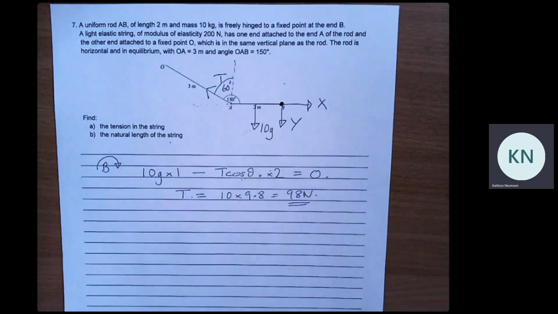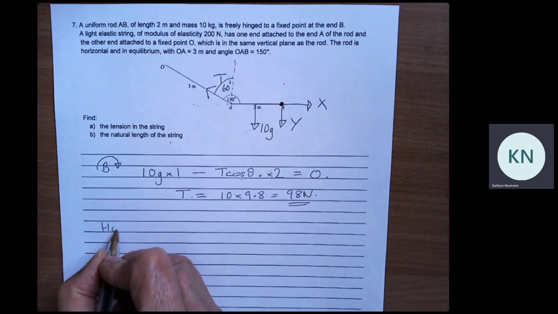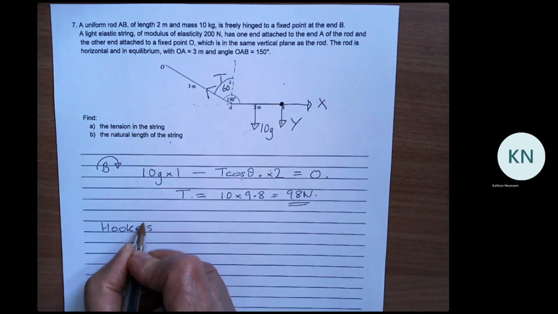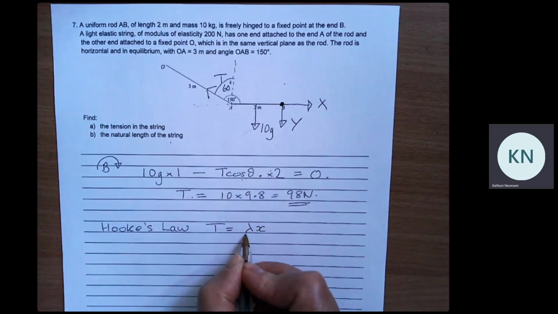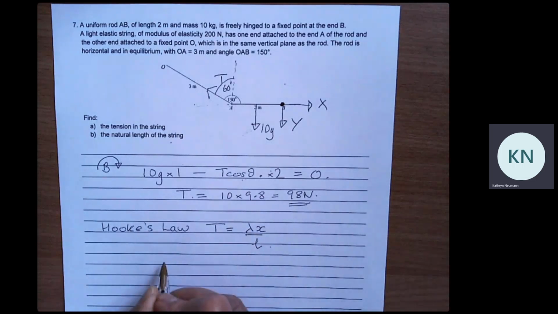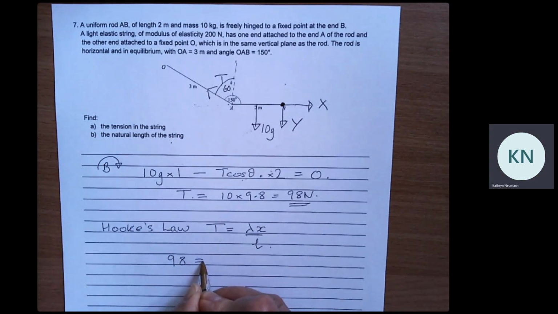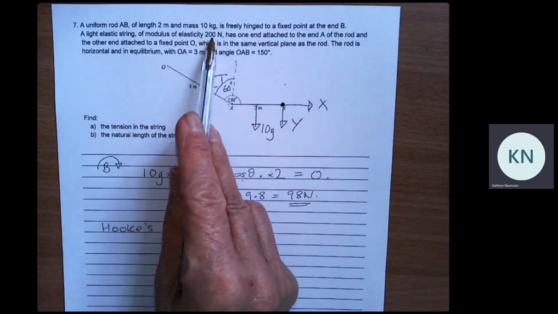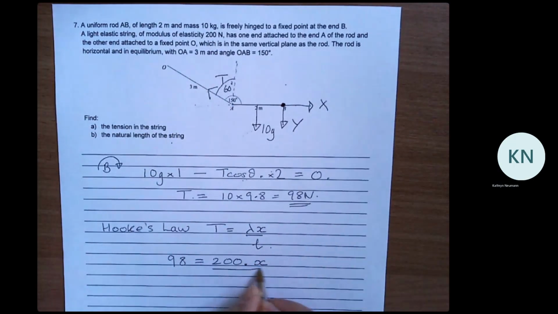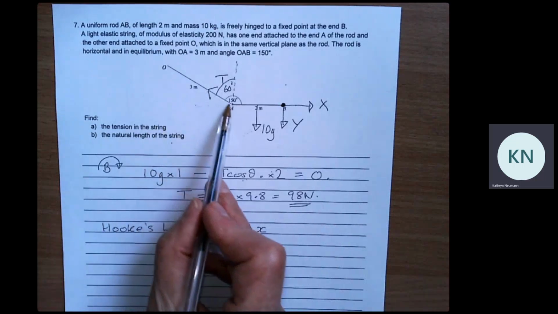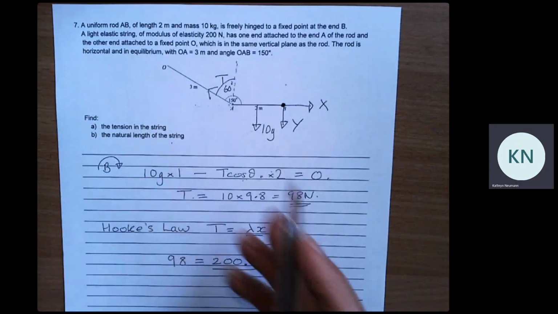So now we know the tension of the string. So now we can use Hooke's law. Hooke's law is that the tension is equal to lambda x over L, and we fill in the values we know. So we've got 98 for the tension. Lambda is equal to 200 because we are told that up here. The extension is what we're trying to find. And we know that this is 3 meters.